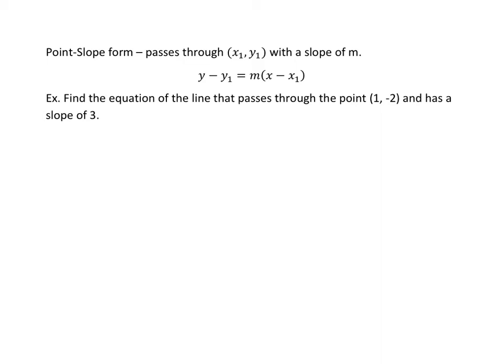A very common way to find the equation of a line is using point-slope form. That's where you're given a point and a slope. Find the equation of the line that passes through the point. So here's my x1, my y1, and has a slope of 3.